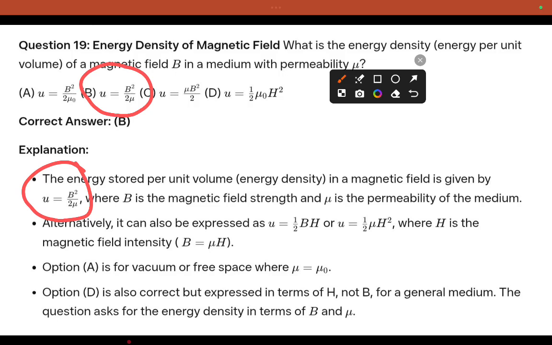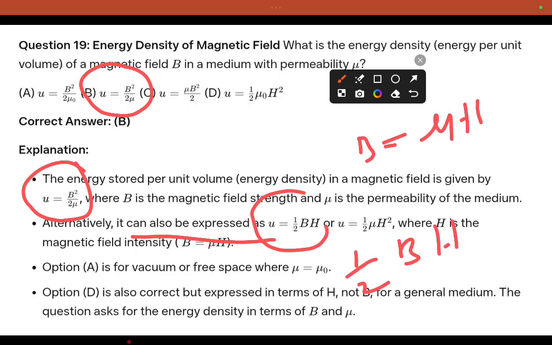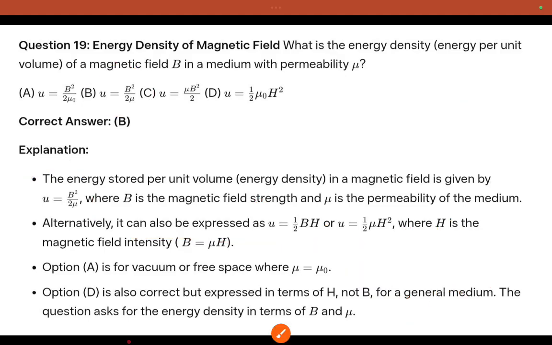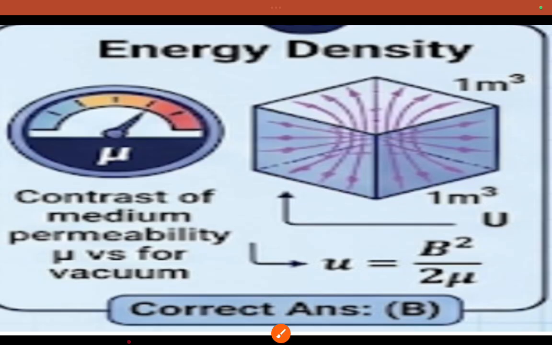Alternatively, it can also be expressed as U equal to 1 by 2 BH, or U equal to 1 by 2 mu H square, where H is the magnetic field intensity, and B equals mu H. So for 1 by 2 BH, you can replace B with mu H, giving 1 by 2 mu H square. That is about the energy density, which we consider as B square by 2 mu.